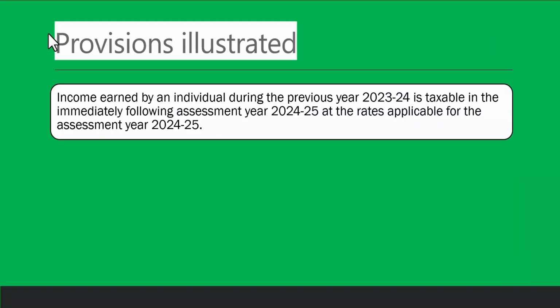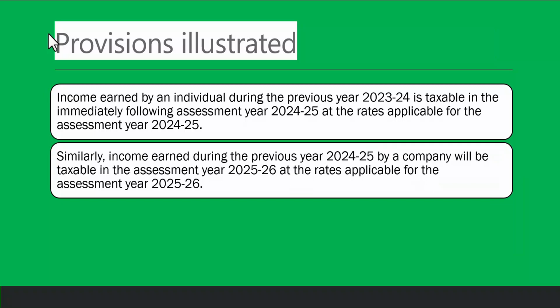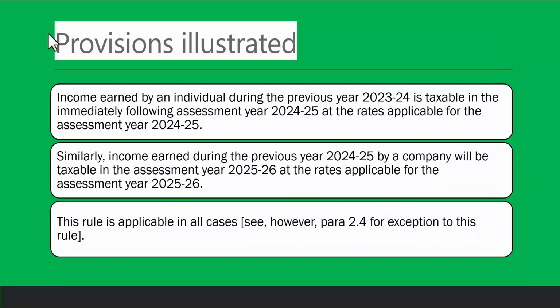Okay. Yes, sir. So let's take an example. Provisions illustrated. Income earned by an individual during the previous year 23-24 is taxable in the immediately following assessment year 24-25 at the rates applicable for the assessment year 24-25. Similarly, income earned during the previous year 24-25 by a company will be taxable in the assessment year 25-26 at the rates applicable for the assessment year 25-26. The rule is applicable in all cases. However, there are some exceptions. So, we are going to understand that.